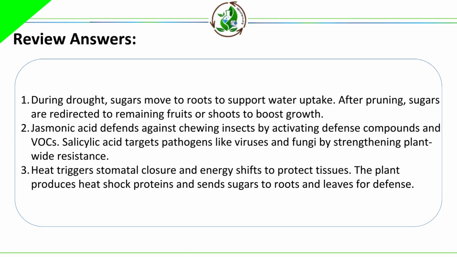Let's go over the review answers. During drought, sugars move toward the roots to support water uptake. After pruning, sugars are redirected to the remaining fruits or shoots, which helps them grow larger and stronger.